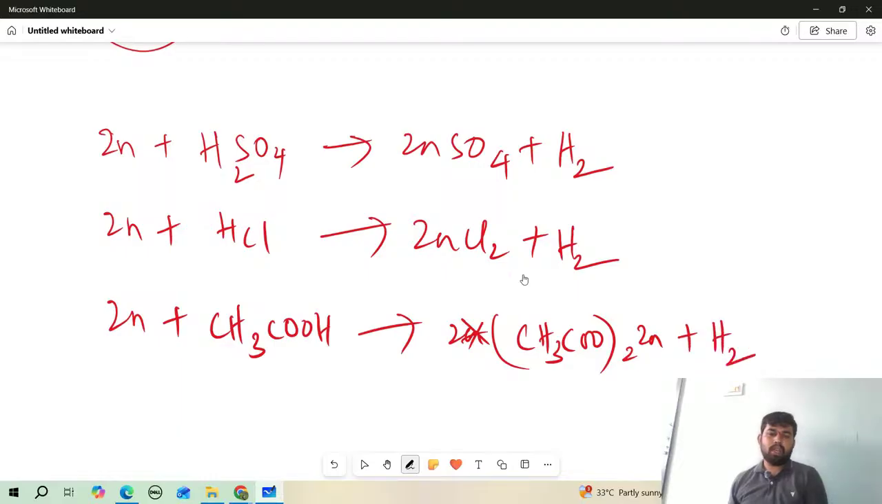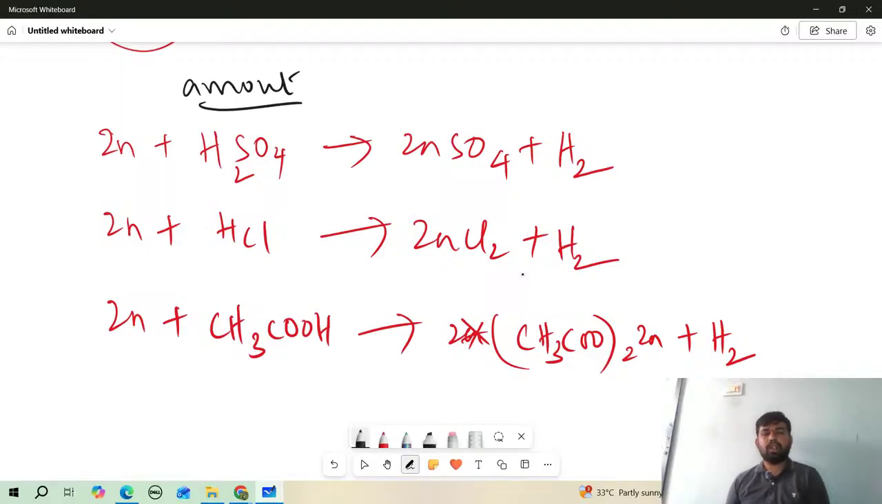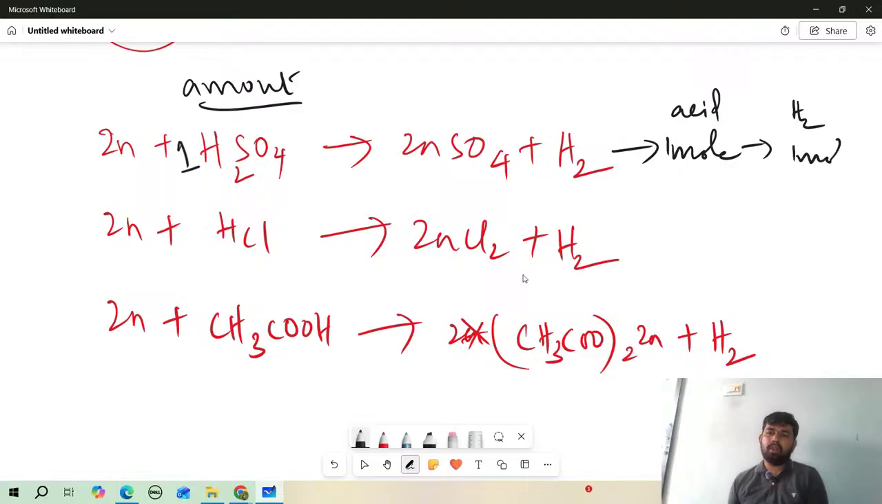Now what is the problem here? Why have I written the equation one more time? Let me think about the amount of hydrogen gas. You see, 1 mole of zinc requires 1 mole of H2SO4 to produce 1 mole of hydrogen gas. In this case, H2SO4, 1 mole. In the HCl case, we require 2 moles. It should balance. You can see 2 moles of acid produce only 1 mole.